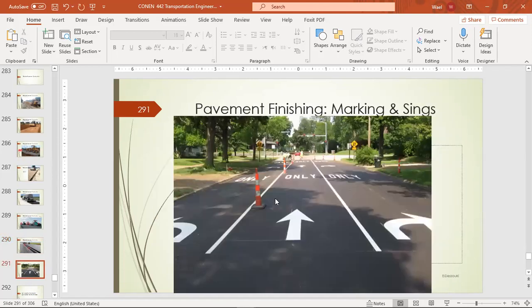Then after that we do the marking signs, which is basically finishing. That's the pavement marking. Then it's open to traffic.